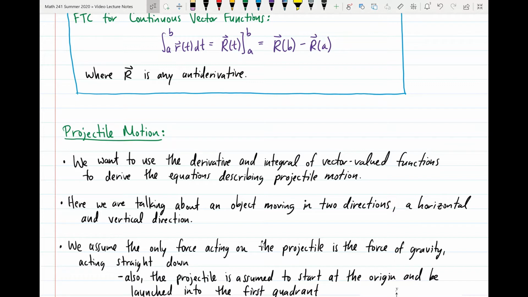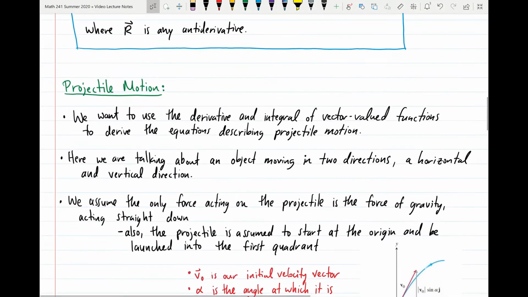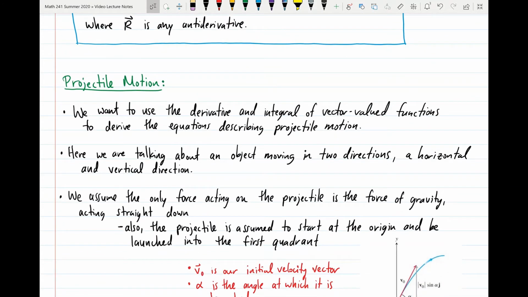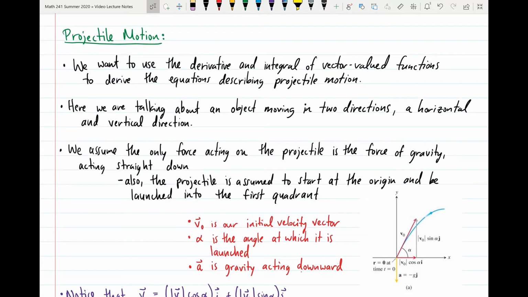So now we're going to move into an interesting application of the derivative and integral for vector valued functions that we've just defined in the past two sections. We're going to end up deriving the equations that describe projectile motion in 2 dimensions. So again, here we're talking about an object or a projectile that is moving in 2 directions. So it's not moving in 3-dimensional space, just 2-dimensional space, a horizontal and a vertical direction.